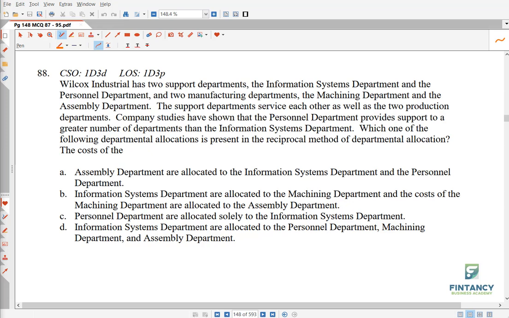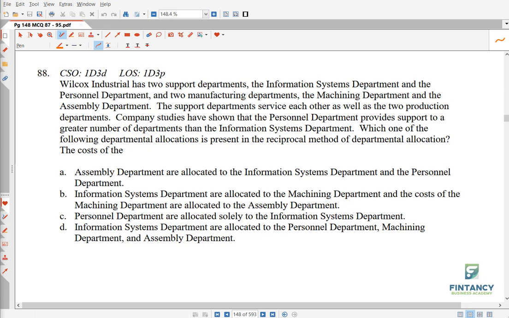So if there are inter-service department relationship, it means both the service departments, for example, if there are two, they are giving services to each other. So in that case, the best method to use is reciprocal method. Okay, if you want to revise, you should go back and watch the previous video. So let's start with MCQs.